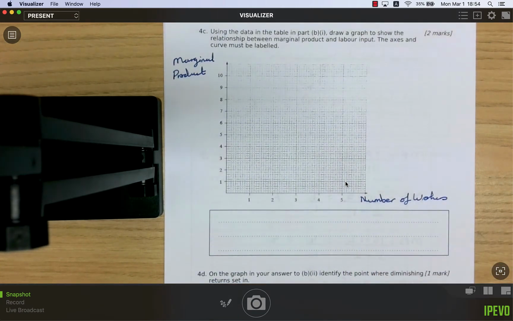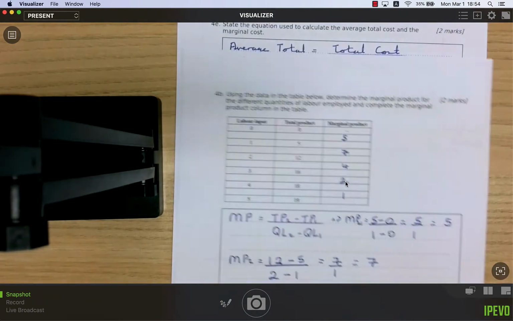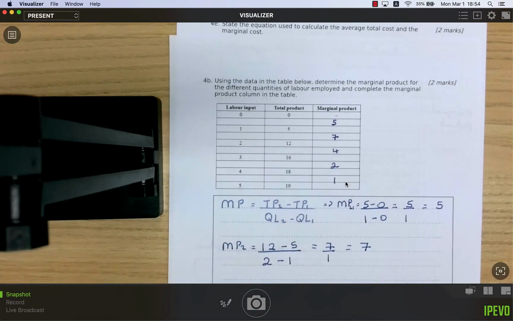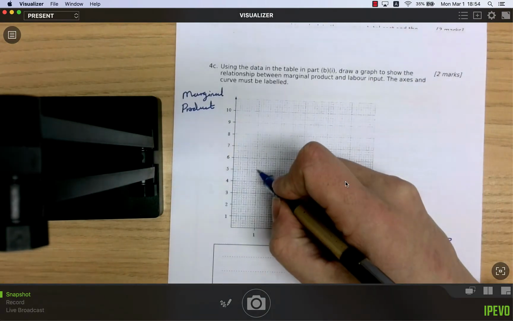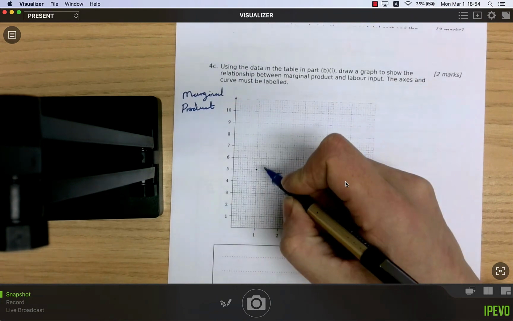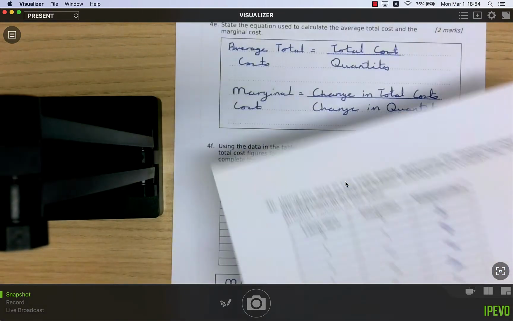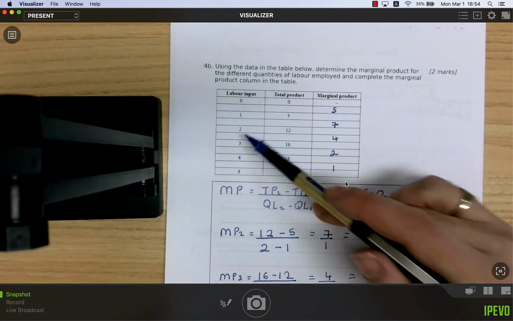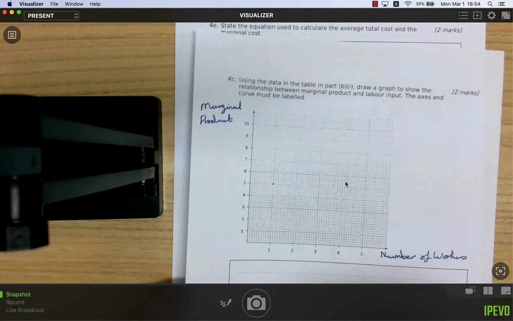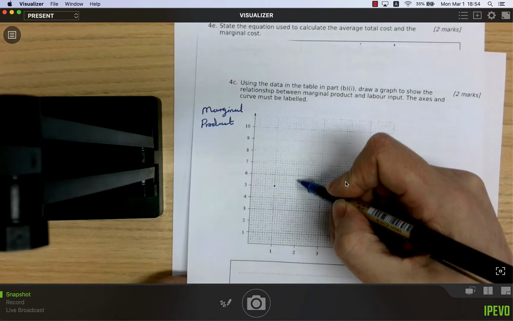Okay, so where am I going to get these figures from? Well, I'm going to go back to the table. I'm going to say the marginal product of the first worker was 5. So for 1, I'm going to go up to 5 here. Okay, and the only reason I'm using pen on my graph, do never ever use this, is so you can see it easier on the video. For the marginal product of the second worker, it's 7. So I'm going to go up to worker number 2 and clearly mark 7.